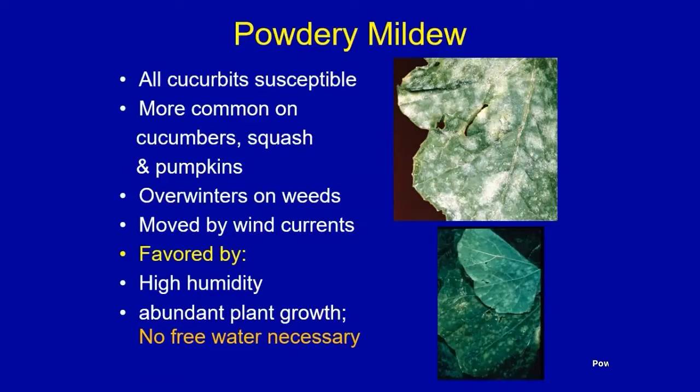The fungal pathogen overwinters on weeds, so it's oftentimes just around your garden or field, and then it moves into the garden on wind currents, so it can move fairly long distances from a neighbor's yard or a neighbor's field. It likes high humidity and abundant plant growth, so if you over-fertilize with nitrogen, you have abundant growth that will favor development of powdery mildew.